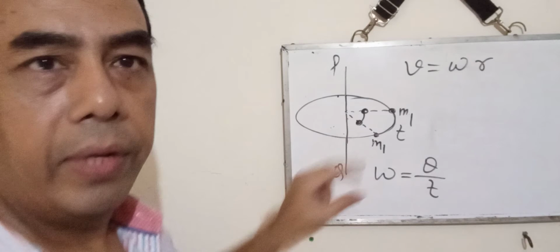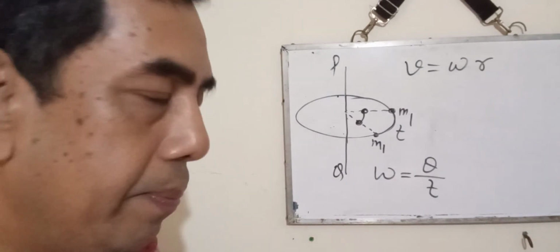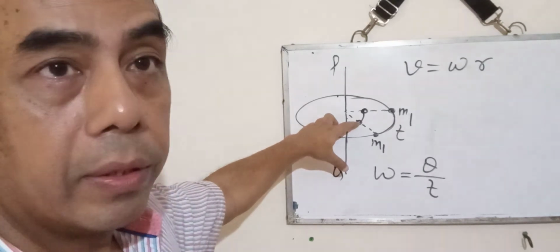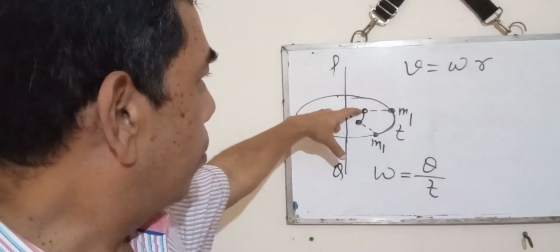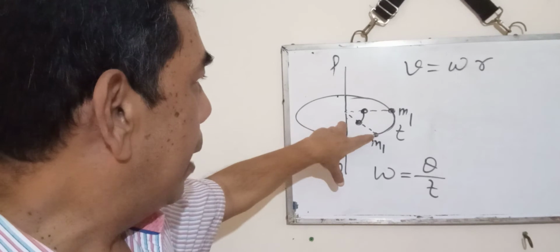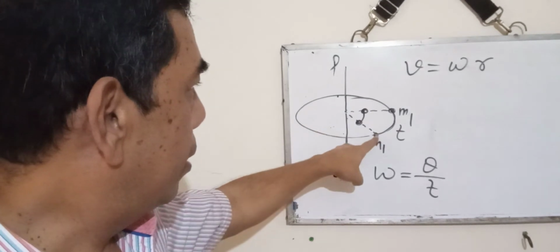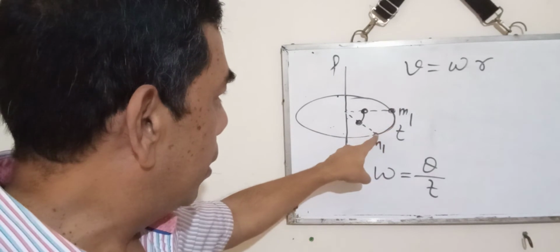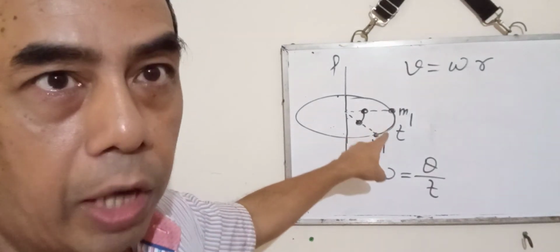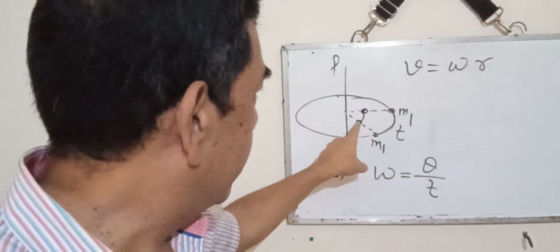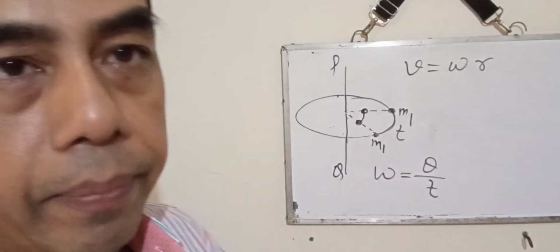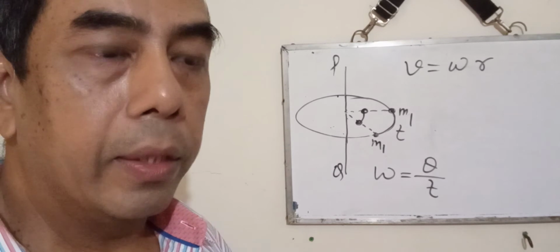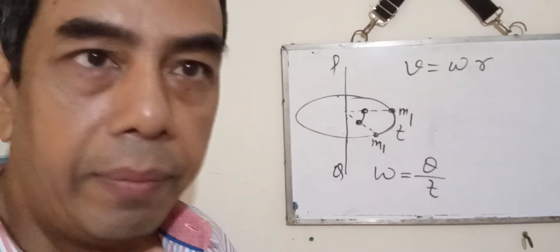After a definite time, this mass reached this point, and at the same time this mass reached this point, but this arc, or this distance and this distance, are not the same, but they take the same time.